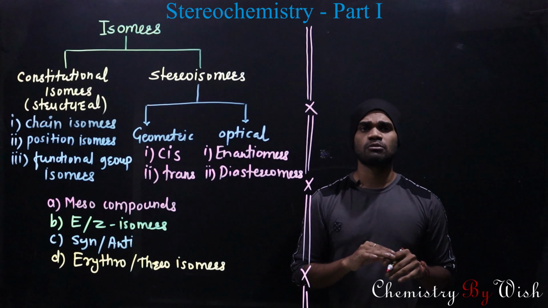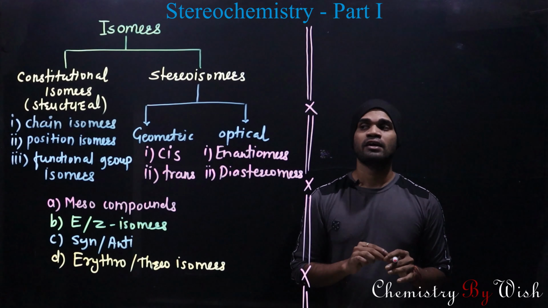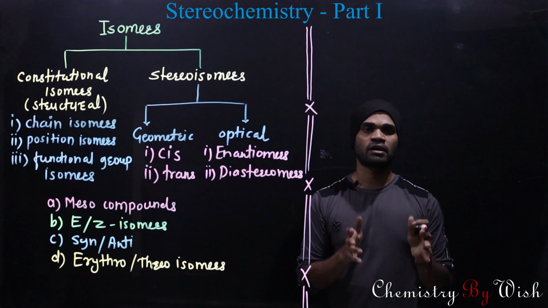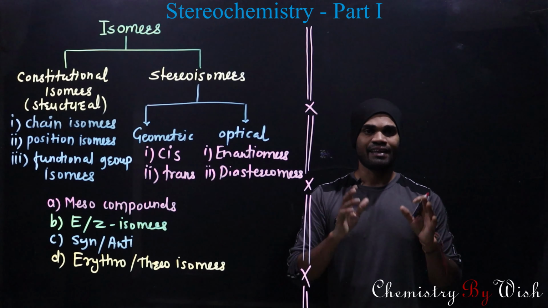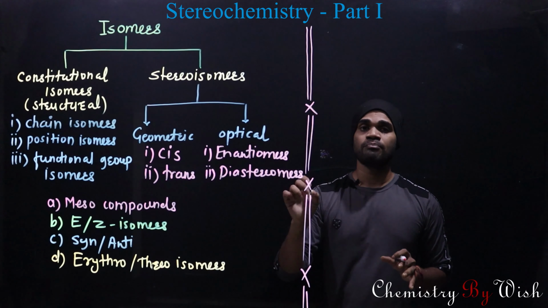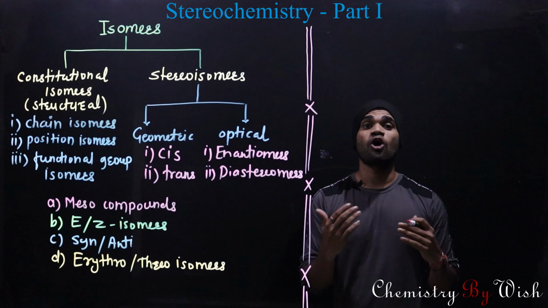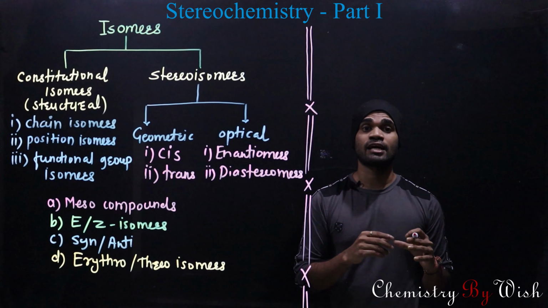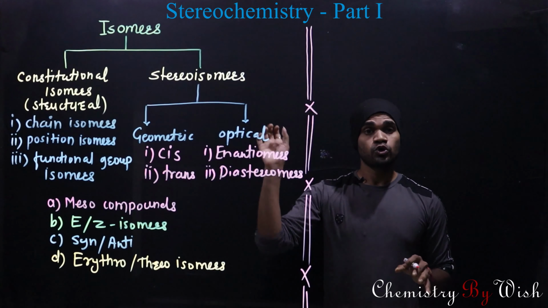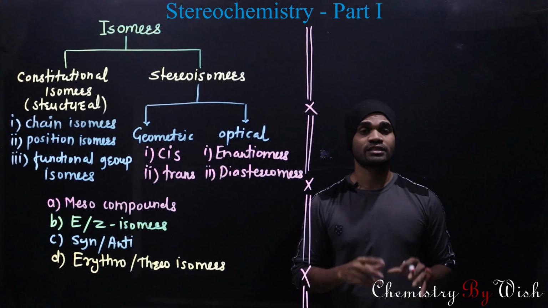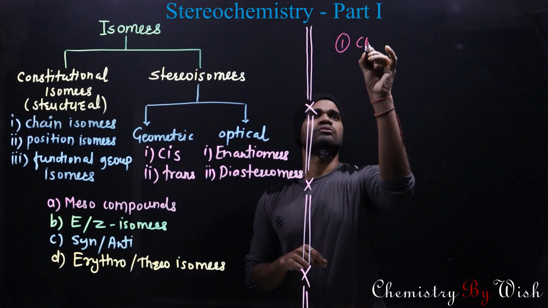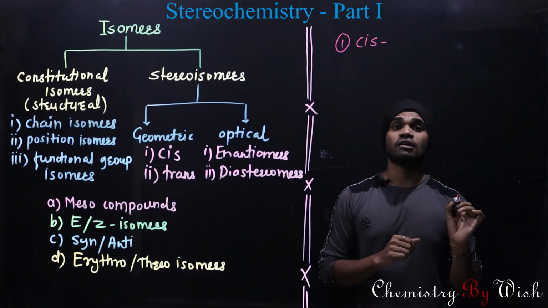Those stereoisomers are again divided into two types, the first being geometric isomers. There is a difference in geometry: same molecular formula, same connectivity, but geometry is different. That's why that type of isomers are called geometric isomers. Okay, and the second type is optical isomers. There is a change in optical activity of that molecule. That's why they are called optical isomers. Geometric isomers are further divided into two types: cis isomers or cis compounds and trans compounds. So what are cis and trans compounds? So what are cis compounds?